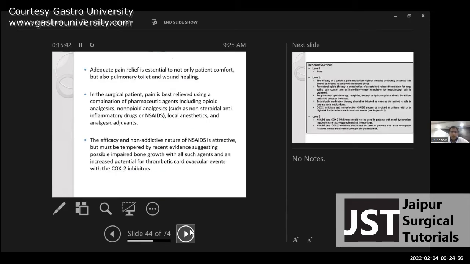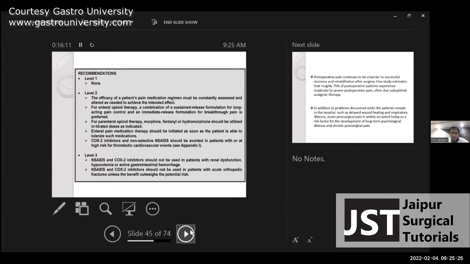Adequate pain relief is essential not only for patient comfort, but also for pulmonary toilet and wound healing. In surgical patients, pain is best relieved using a combination of pharmaceutical agents like opioids, non-opioids, local anesthetics, and analgesics. The efficacy and addictive nature of NSAIDs is attractive, but it must be tempered by recent evidence suggesting impaired bone growth with all such agents and increased potential for thrombotic cardiovascular events with COX-2 inhibitors.